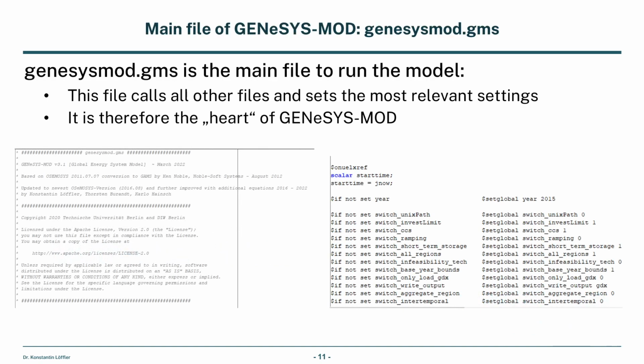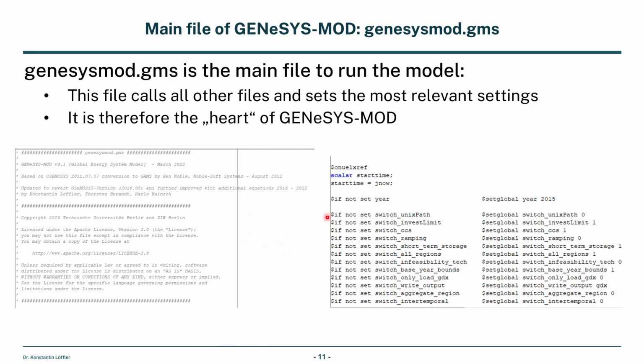General model settings can be found in the GENeSYS-MOD.gams file. The GENeSYS-MOD.gams file, as I mentioned, essentially contains all the instructions for GAMS to know what to run, and it also contains the most relevant settings that can be called immediately in the first file without having to dig through the equations or anything. This is therefore something like the heart of GENeSYS-MOD. You will see a header for all the files with information on the copyright and so on. It's released under the Apache license 2.0.